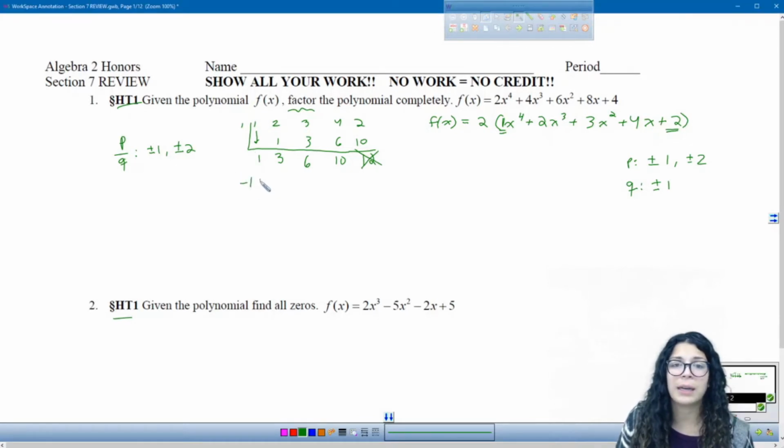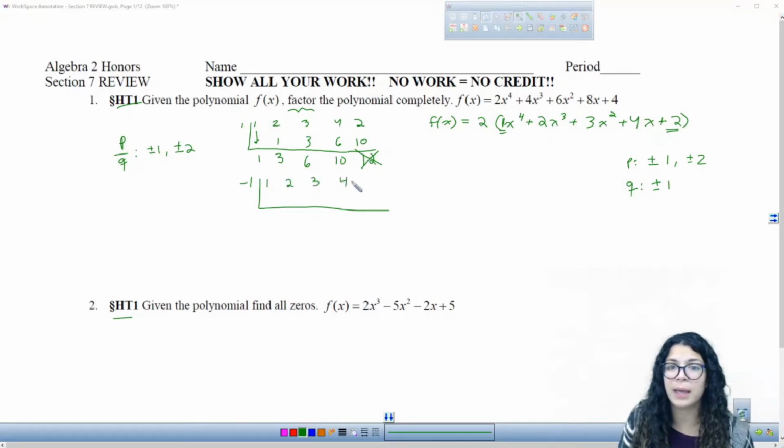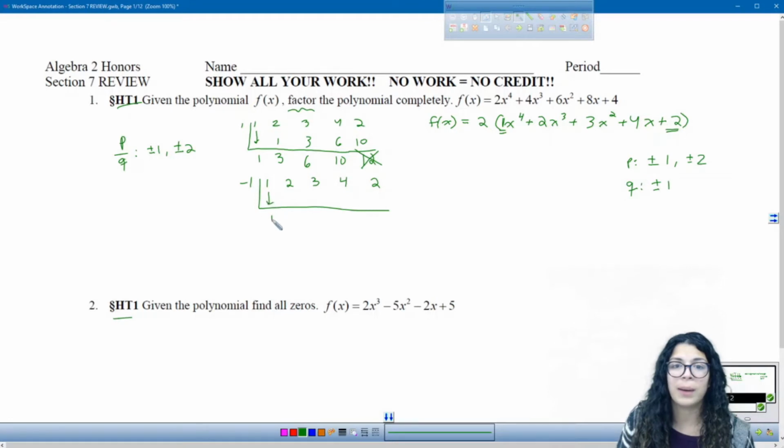Let's go ahead and try -1. So again, the coefficients are still the same because we haven't factored this any further yet. So I'm going to go ahead and do this again. 1 times -1 is -1. Add, we get 1. 1 times -1 is -1. Add, we get 2. -1 times 2 is -2. Add, we get 2. -1 times 2 is -2. Add, we get 0. So awesome.